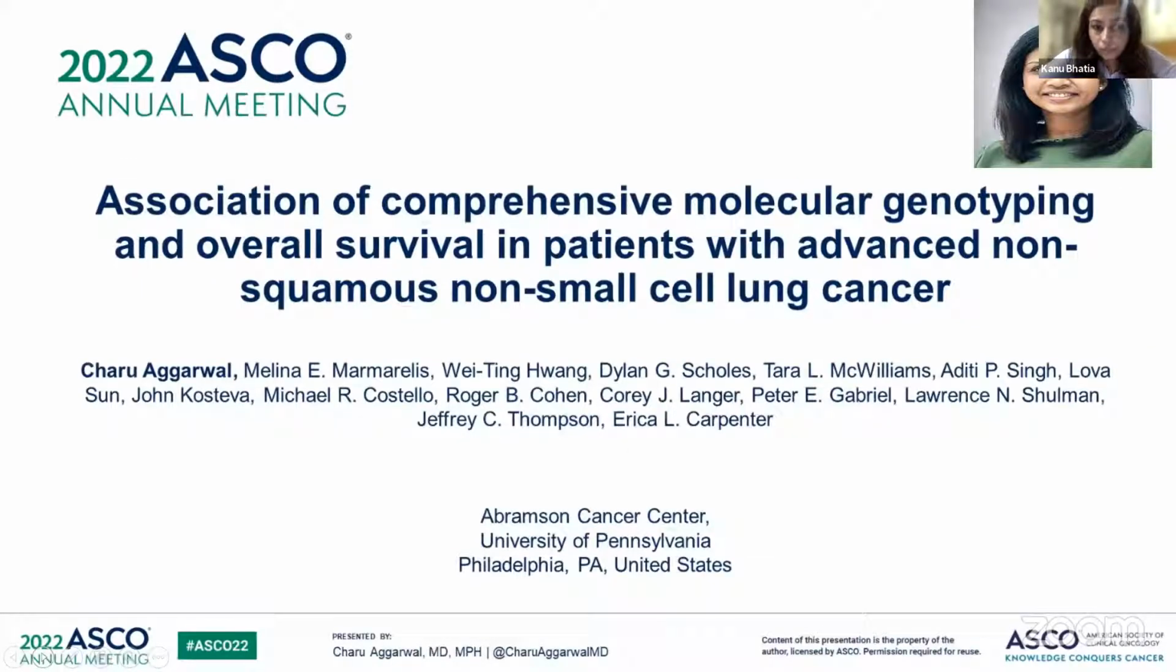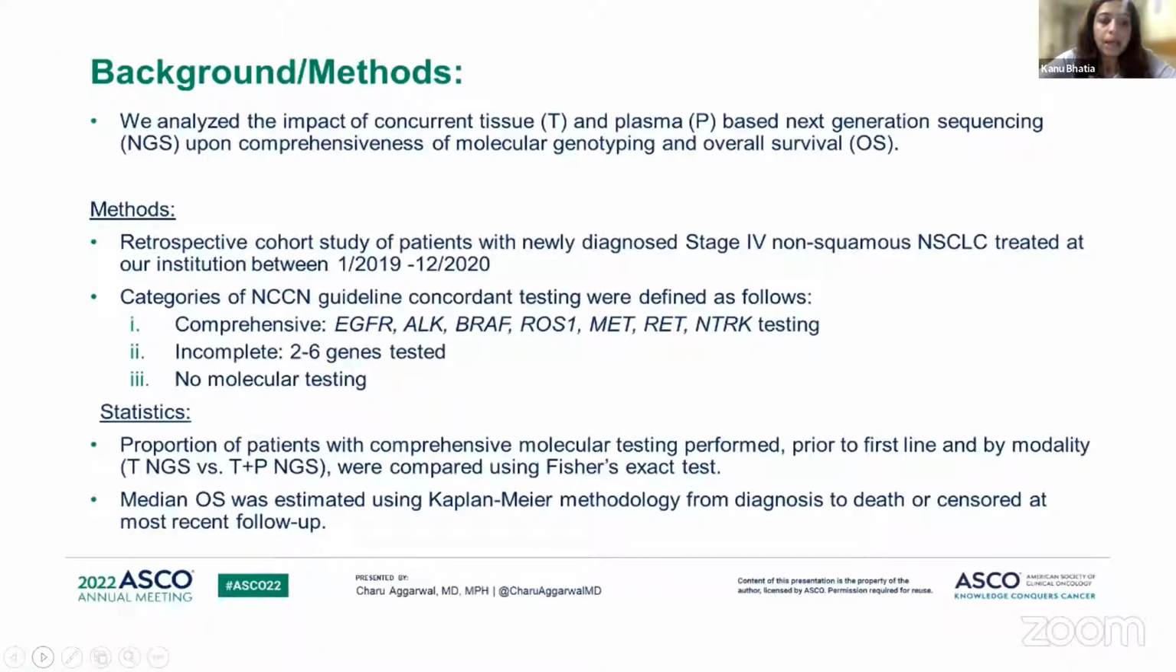This is a study I would like to mention here, where Dr. Charu showed the association between the overall survival of NSCLC patients and molecular genotyping. Next slide. This was a retrospective study. Next slide. What she did in these patients was retrospectively compare the survival of patients with their genotypic data. She compared those patients who had the genotypic results before starting first-line therapy and those who did not. Next slide.